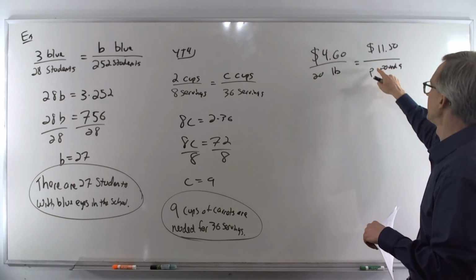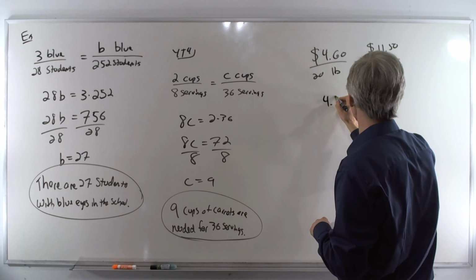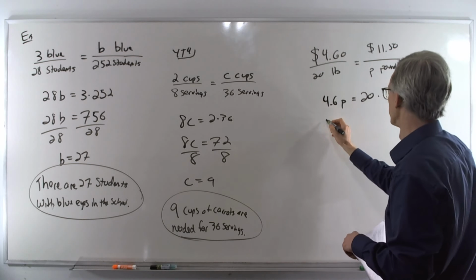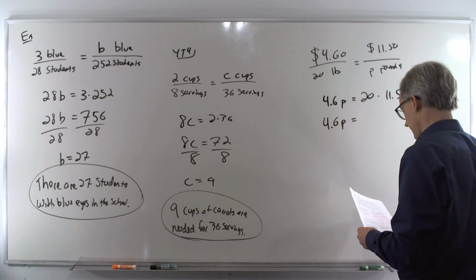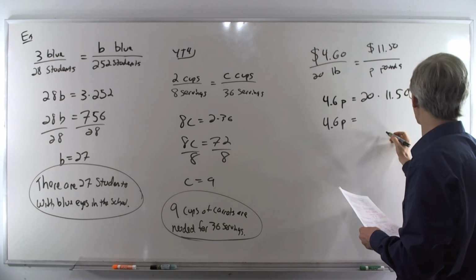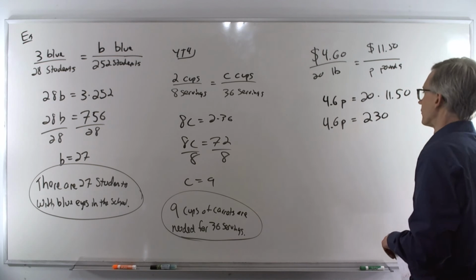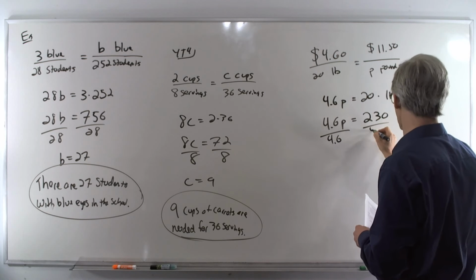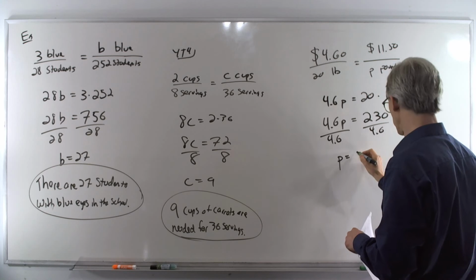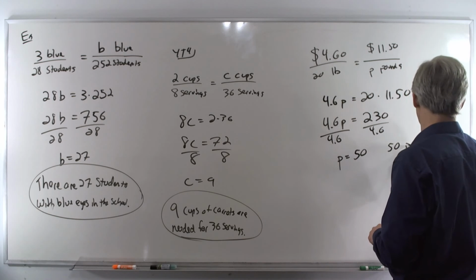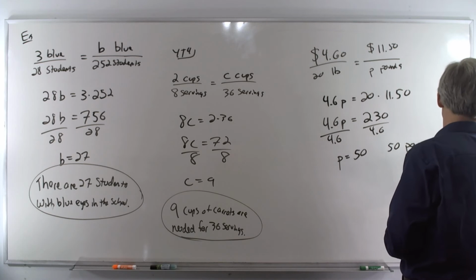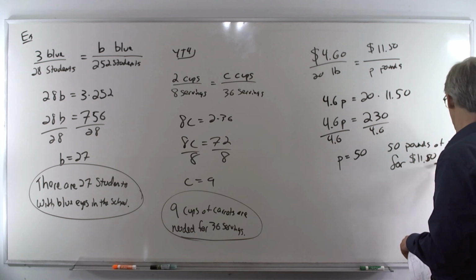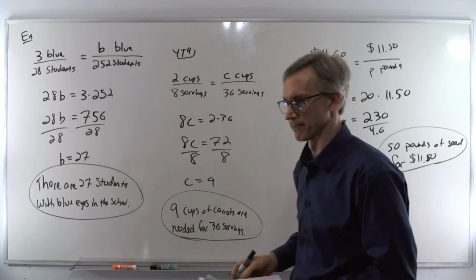Now we can cross multiply. So you got P times 4.60, so that's 4.6P. And on the right hand side we got 20 times 11.50. So 4.6P equals 230, divided by 4.6 on each side. And P is 50. So 50 pounds of seed for $11.50. What a bargain.